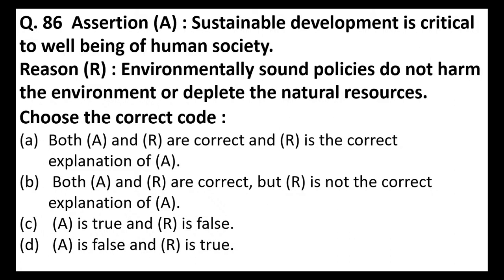Assertion and reason question. Sustainable development is critical to well-being of human society. Environmentally sound policies do not harm the environment or deplete the natural resources. The right answer is B. Sustainable development is critical to well-being of human society. This is true. Environmental policies do not harm environment or deplete the natural resource. So you see that these two statements are correct, but the reason is not the correct explanation of assertion.